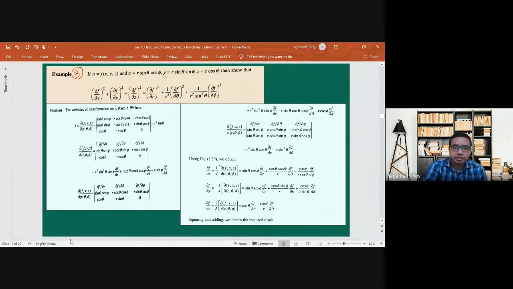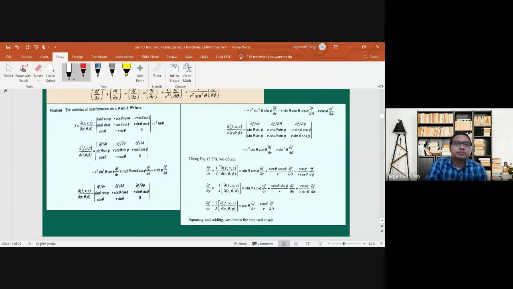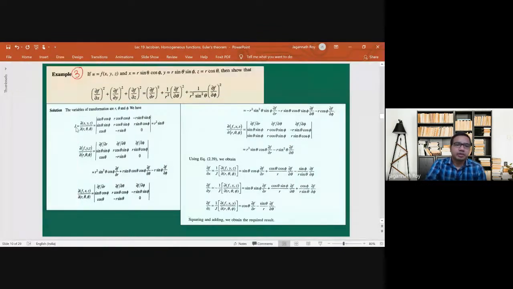This is example 3. If we have a 3 variable case, u is a function of x, y, z. x is a function of r sin theta cos phi. So here x is a function of r, theta and phi. Oh, sorry, phi is already there, so let me write here.